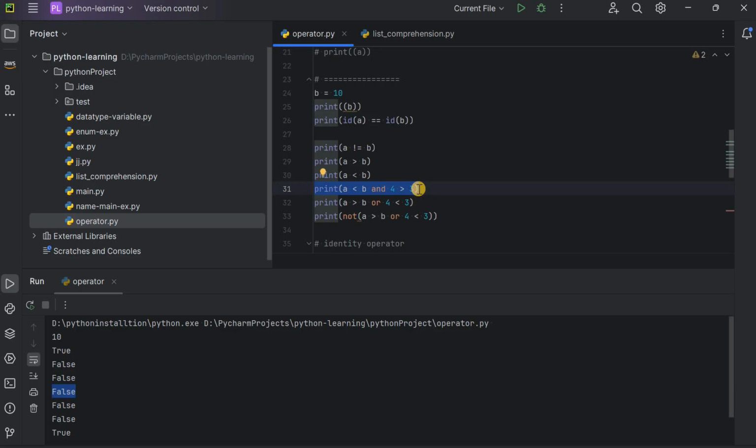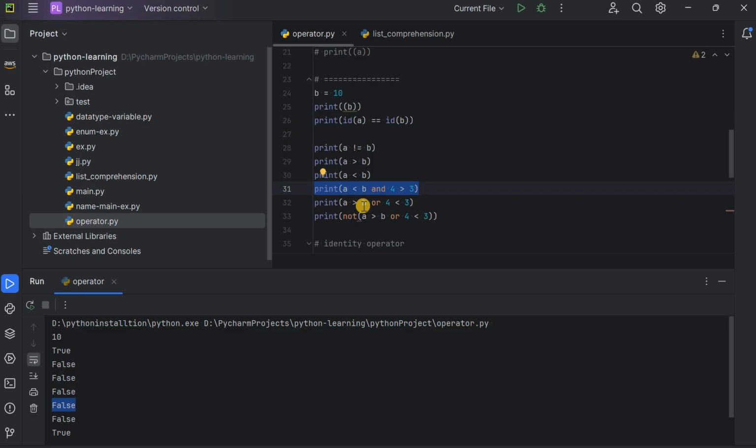Sorry, A already has value 10, B is 10, so A less than B is false. And operator, 4 greater than 3, yes, true. But and will output true only when both conditions are true. Here one condition is true, one condition is false, so that will be false, right?